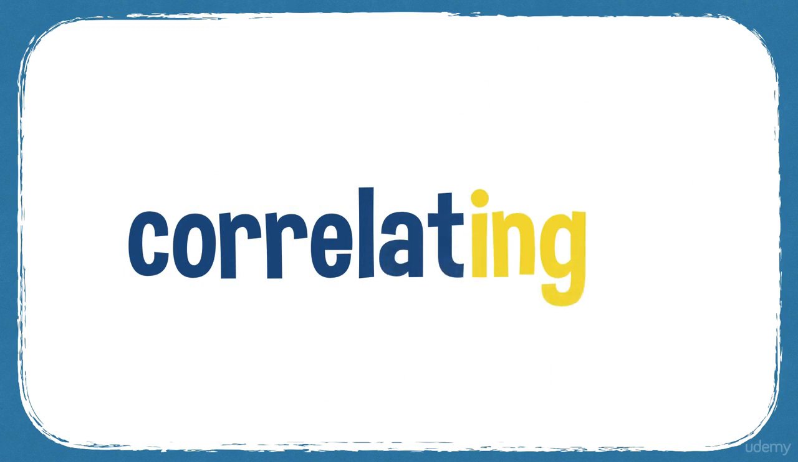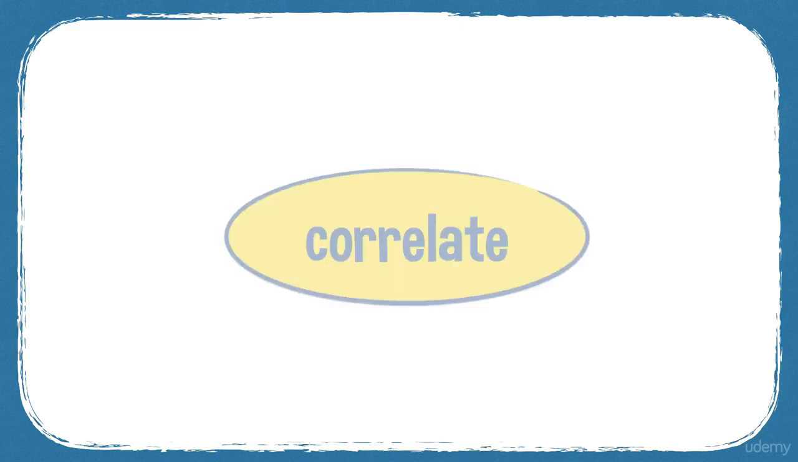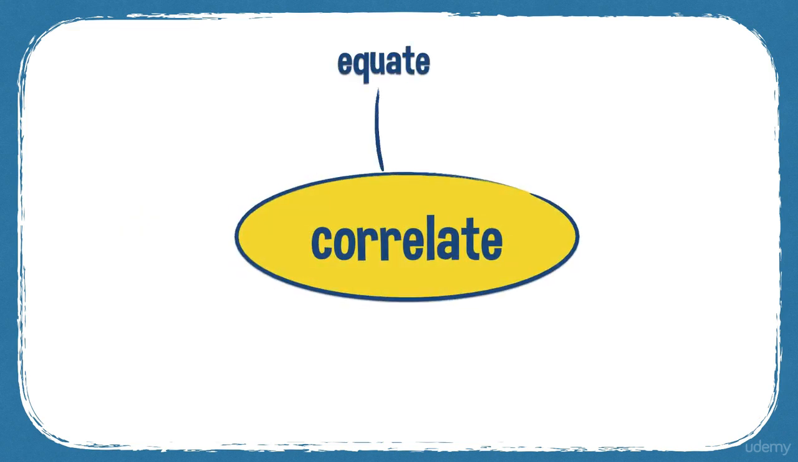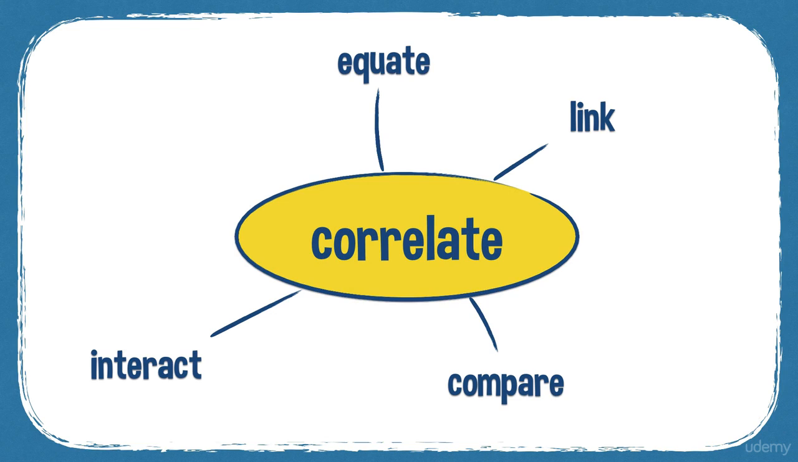So it's a verb, so correlates, correlating, correlated. Correlation is a noun, so there is a correlation between obesity and diabetes. And some synonyms for correlate: equate, compare, link, interact, tie in.